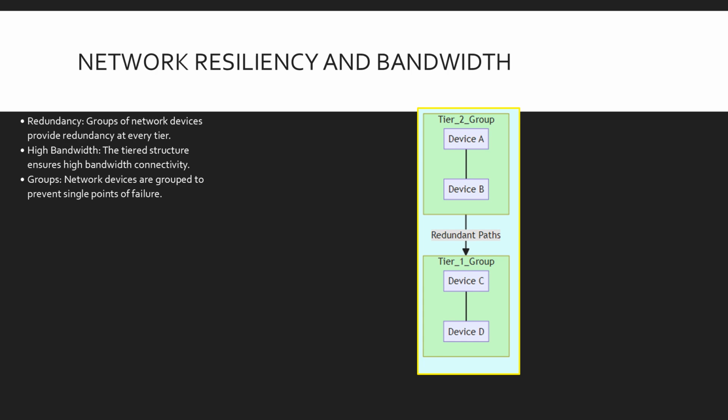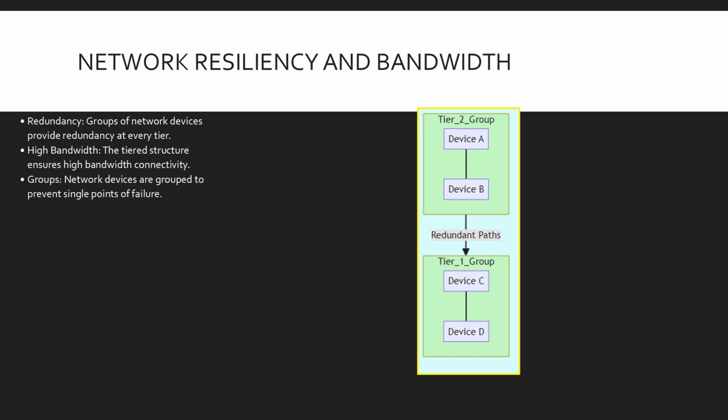Reliability is built into the network architecture. The bars you see in architectural diagrams often represent groups of network devices rather than single units. This grouping provides redundancy at every tier we just discussed. If one device fails, others in the group take over. This design not only ensures high availability, but also supports high bandwidth connectivity, allowing massive amounts of data to move rapidly through the data center without bottlenecks.